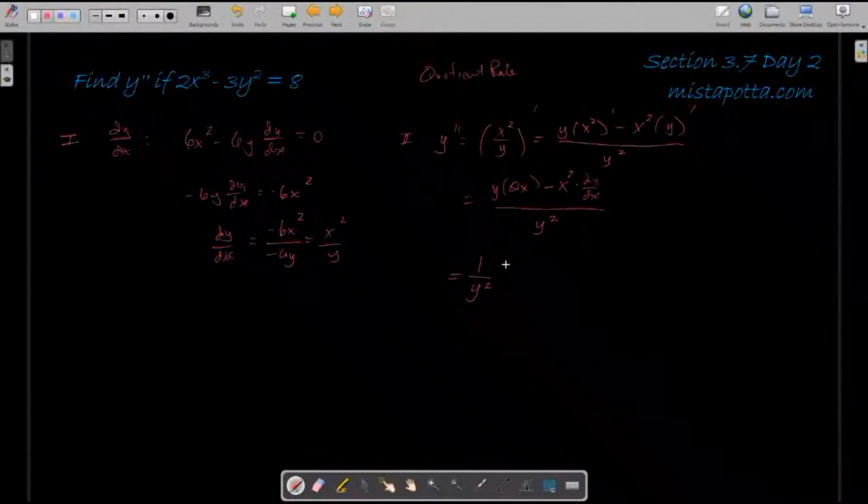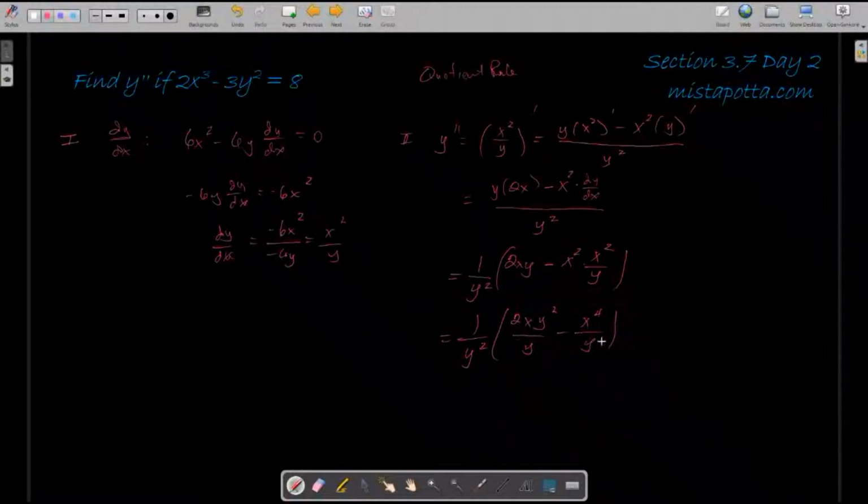And so it's often going to be easier to write this as 1 over y squared, which is my denominator here, times this expression. So I'm going to have 2xy minus x squared times dy dx, which is x squared over y. And because I'm subtracting, I'm going to want to get a common denominator here. So I've got 1 over y squared times the expression. This is going to be 2xy squared over y minus x to the 4th over y.